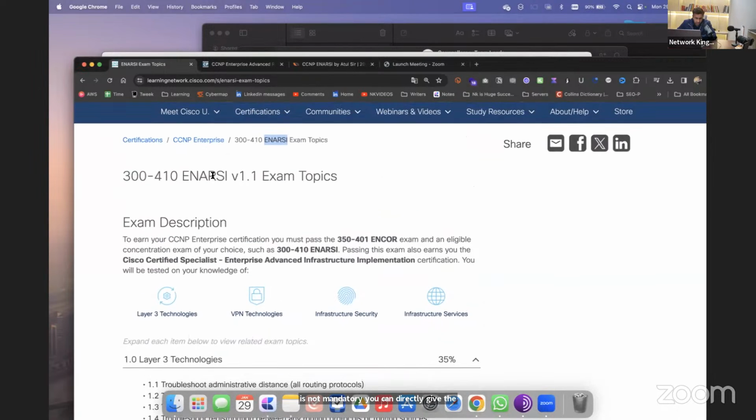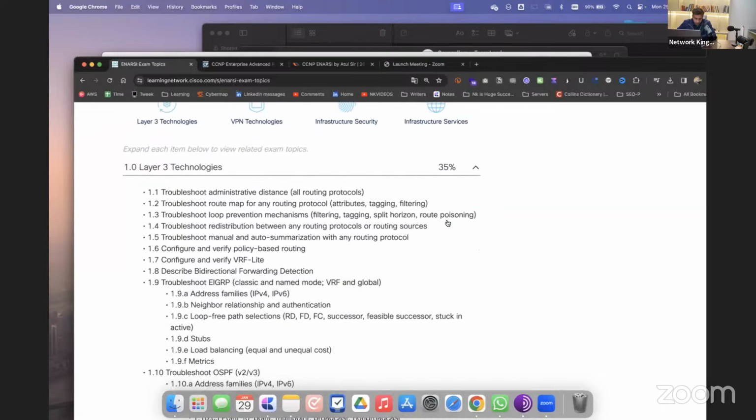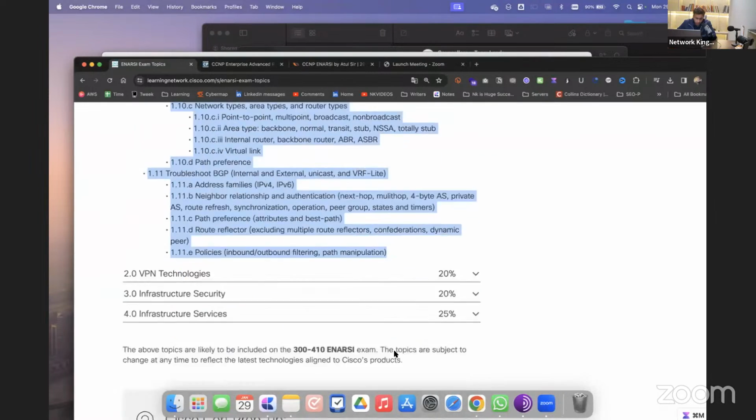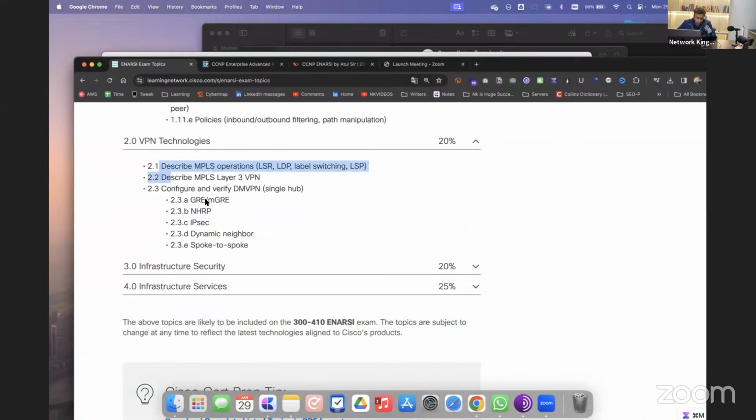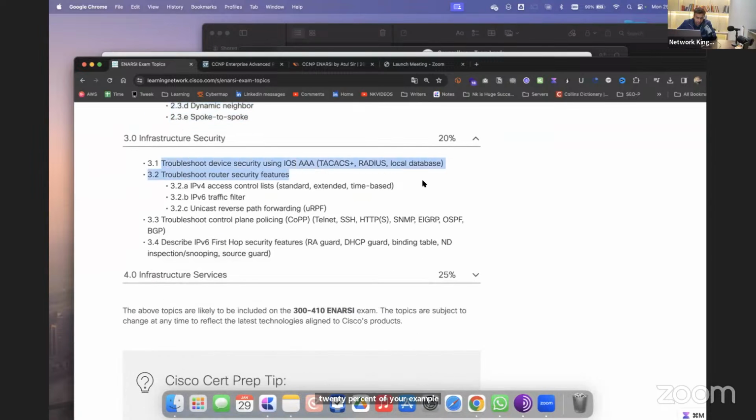Now, when you see ENARSI, which stands for Enterprise Advanced Routing and Services, there are four sections: Layer 3 technologies, VPN technologies, infrastructure security, and infrastructure services. 35% of your exam comes from EIGRP, OSPF, and BGP. 20% of your exam will come from MPLS and DMVPN. And 20% will come from basic things like TACACS, RADIUS, IPv6 topics, CoPP (control plane policing), uRPF, IPv4 ACL, and IPv6 traffic filter.